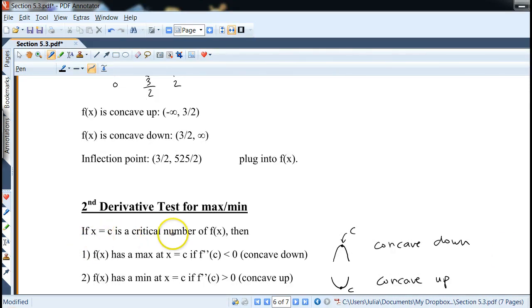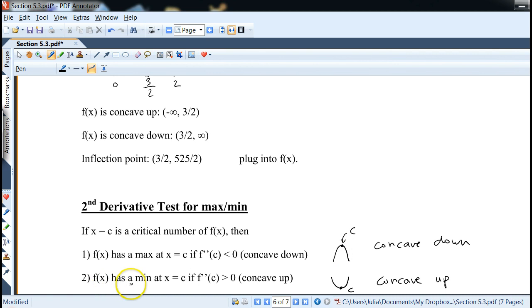If x equals c is a critical number, we just take the first derivative, we find critical numbers, then f of x has a max at x equals c if the second derivative, when we plug in this point, is negative. Well, it's concave down, so notice upside down U shape, it would have a max at that point. So I usually draw it, it should be very visual.